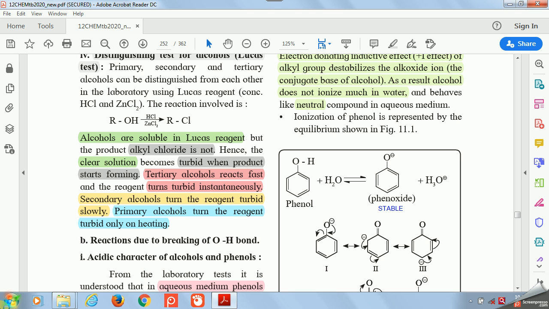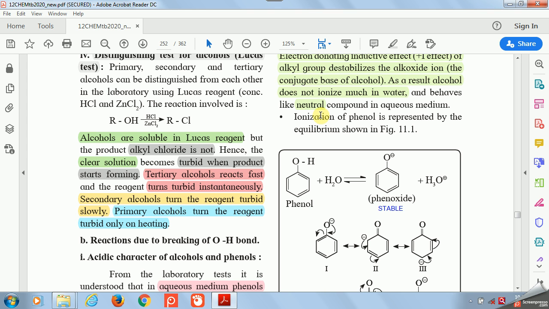So if you observe the preparation of ethyl chloride from ethyl alcohol, you have to heat the reaction mixture with HCl and anhydrous ZnCl2. If you have to prepare isopropyl chloride from isopropyl alcohol, then there is no need of heat. Simply you can add HCl and ZnCl2, then it can give the product isopropyl chloride.